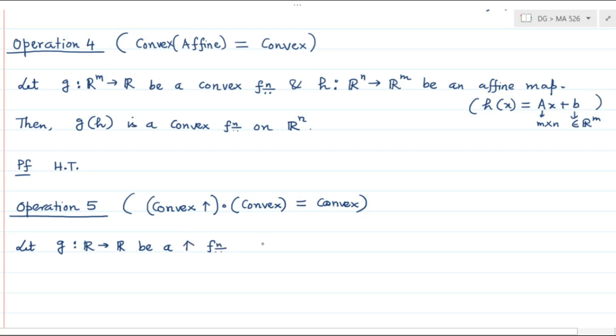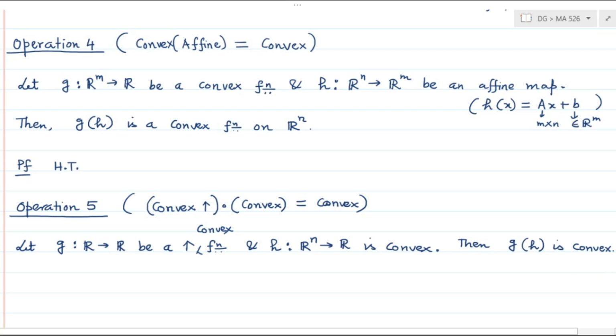Fine. And to be precise, the statement is the following: let G be a monotone non-decreasing convex function of one variable and H is convex, from Rn to R, a multivariate convex function. G is a monotone increasing convex function and H is also convex. Then if you take G of H, then it is also convex. Obviously convex on Rn. Fine.